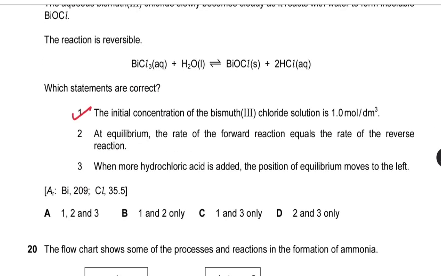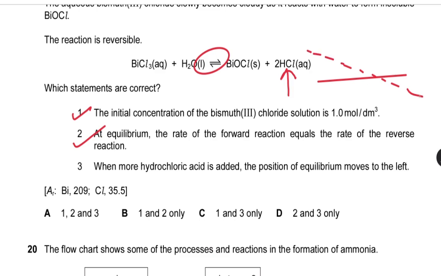This option is correct. At equilibrium, the rate of the forward reaction is equal to the rate of reverse reaction. Yes, this one is the reversible reaction. This option is correct. When more hydrochloric acid is added, the position of equilibrium moves to the left. Yes, it is like a seesaw. If you increase the concentration here, the seesaw will become like this.